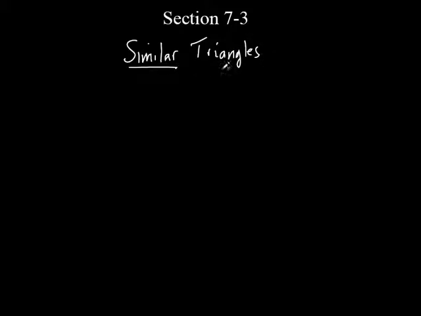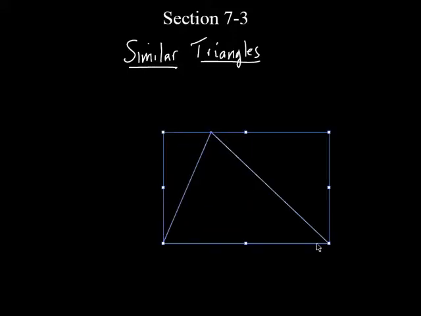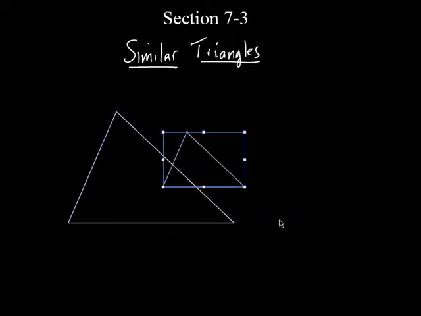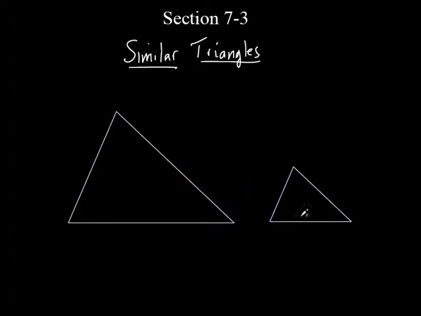All right, similar triangles. Now we know what we mean by, we've been talking about this for the last day or so, about what it means to be similar. So if I had a triangle right here, and then a triangle right here, in order to be similar, what must be true about the angles, the corresponding angles? They got to be equal to each other, right? So the corresponding angles, the angles that match up, have to equal each other.